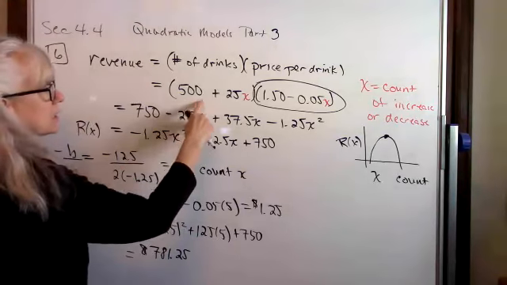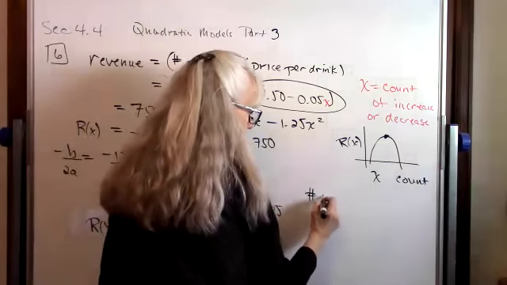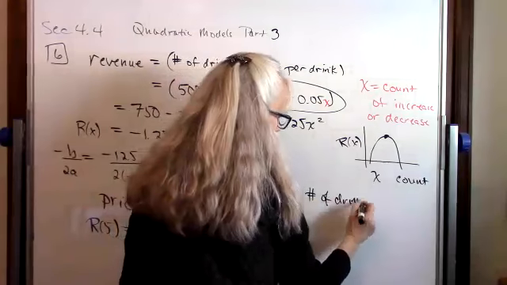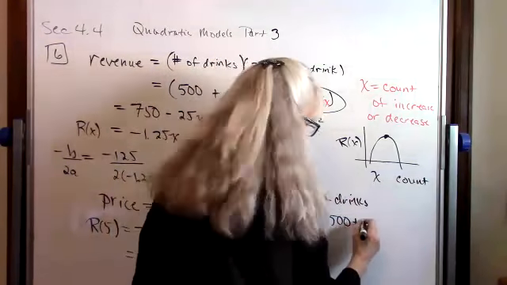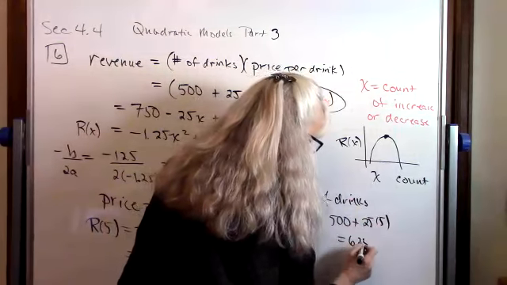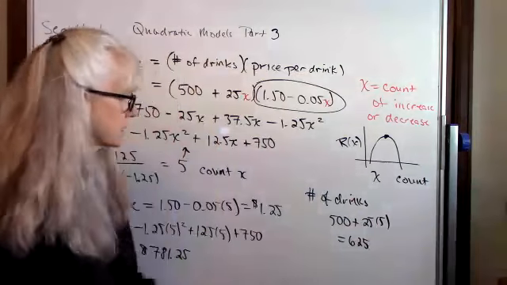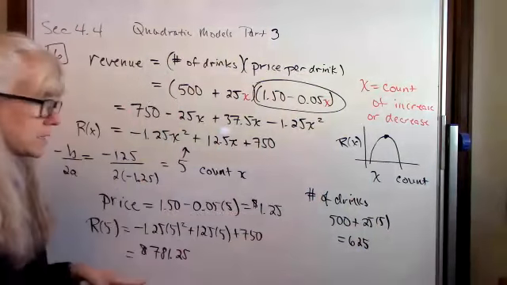Now I could have elected, and I think it's easier, to plug the 5 into this, because that would have given me 625. So the number of drinks sold would be the 500 plus 25 times 5. If you do that, you get 625 drinks. And in my brain, it's a lot easier to take 625 drinks and multiply it by $1.25 than it is to plug into that quadratic function.